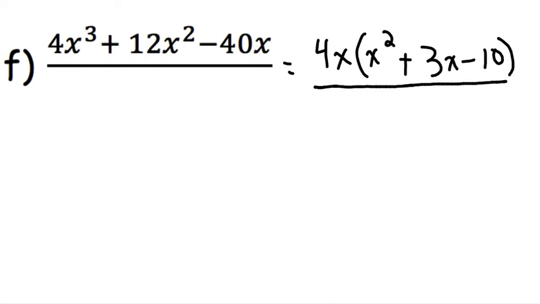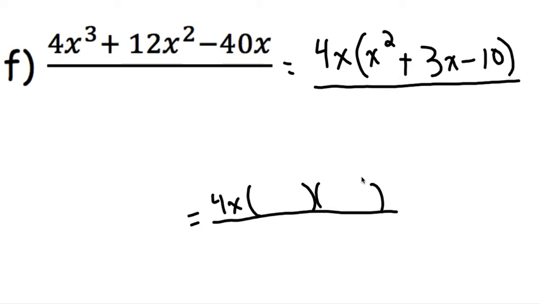Now, what I'm going to do here is jump down to the next step because I just want to focus on that numerator, okay? So 4x stays out front. Now, what two numbers will multiply to give me negative 10 and add to give me 3? Multiply to give me negative 10, that means one positive and one negative, and add to give me 3. Hopefully you can see it's x plus 5 and x minus 2.